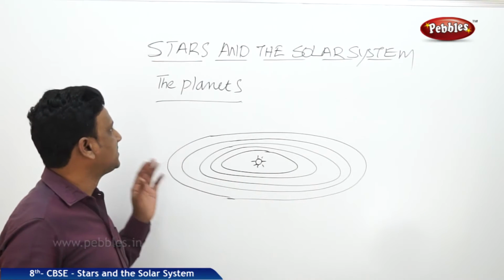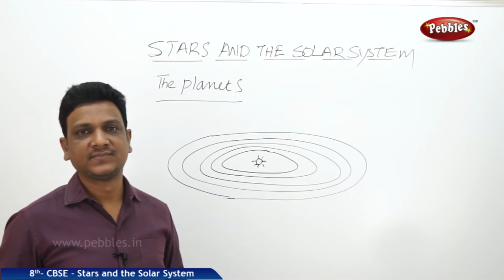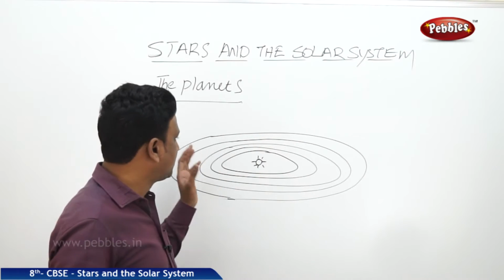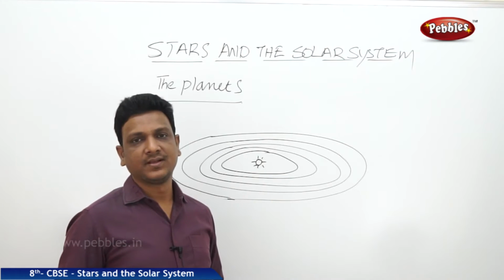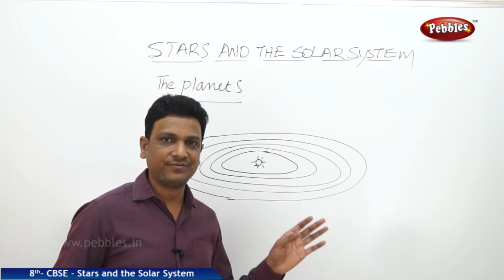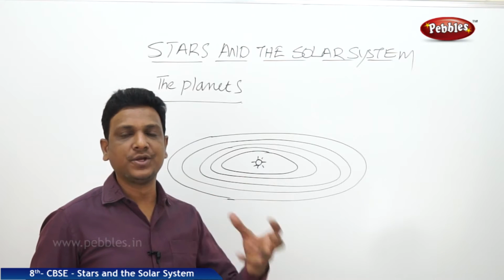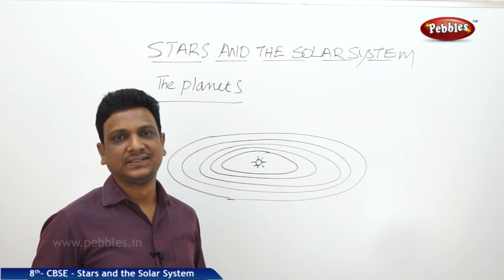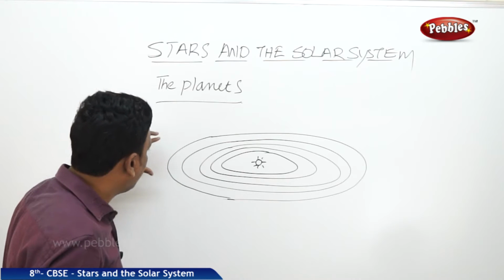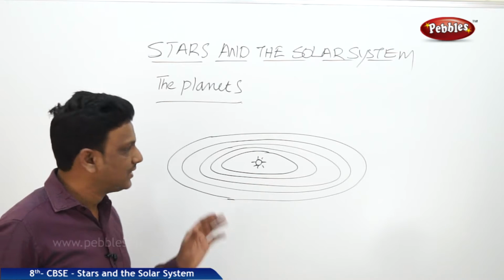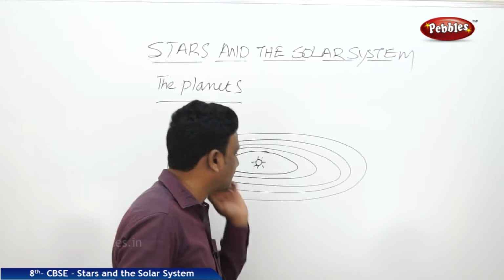So now we are going to discuss another celestial bodies, the planets. We discussed the solar system. The solar system consists of the sun, planets, asteroids, that is meteors and dust, and it also includes the satellites of the planets. So these are the various things that are found in the solar system.